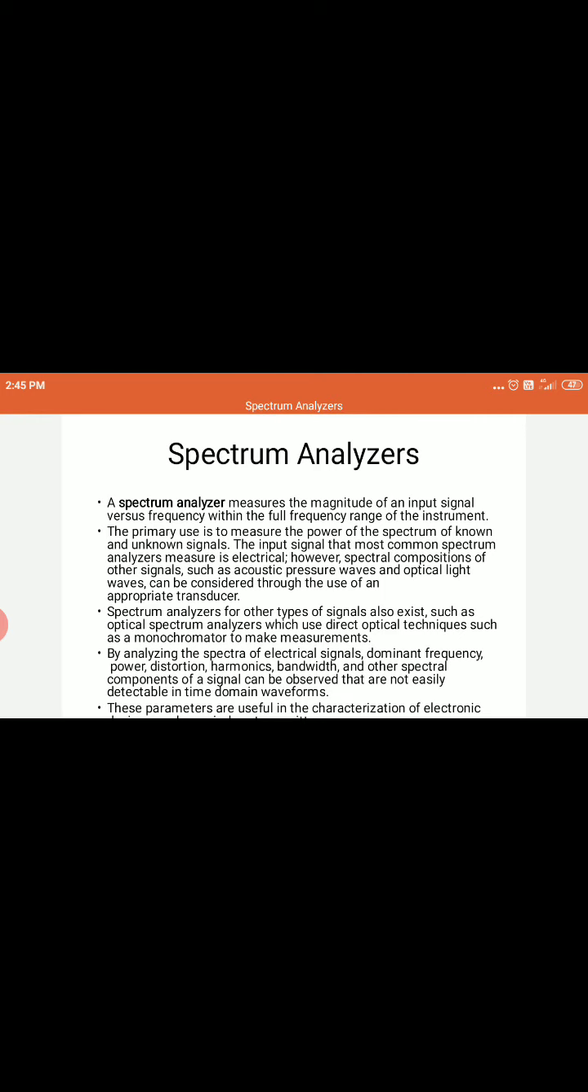Hi all. Today we'll be learning about spectrum analysis. A spectrum analyzer measures the magnitude of an input signal versus frequency within the full frequency range of the instrument.